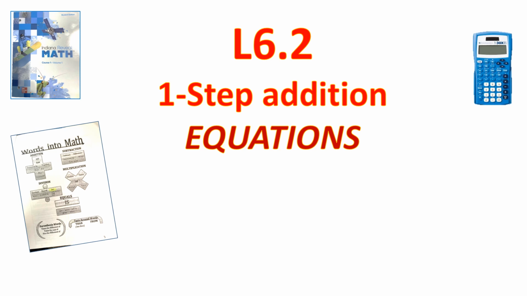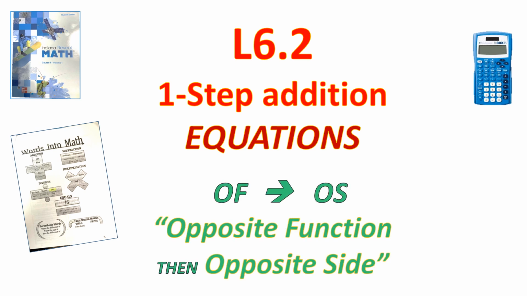It is time to get into lesson 6.2, and 6.2 is where we start doing some fun algebra. I find it fun. It's my favorite kind of algebra, being able to figure out what my missing variable is actually equal to by doing my math functions. So our thing that we need to learn is the opposite function, then the opposite side. And if you can learn this, math is going to be so much easier from this point forward for you, including chemistry, because you have to be able to do the opposite function then on the opposite side, even in chemistry when you get older.